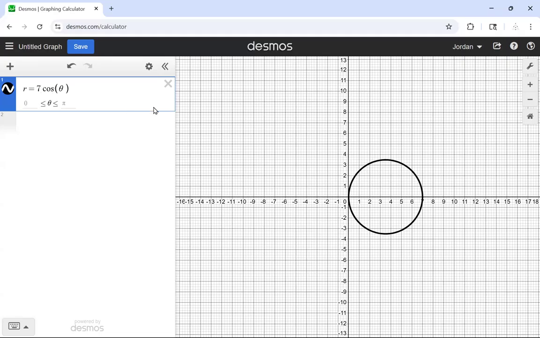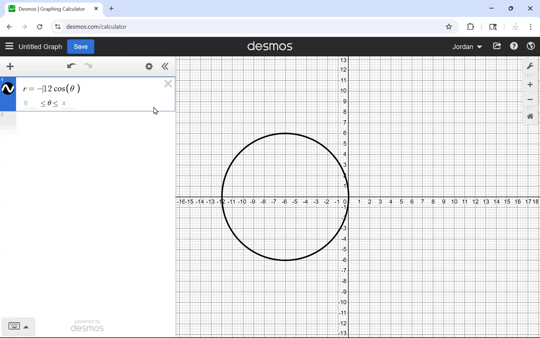And if you change that from 7 to any other number, let's say we change it from 7 to 12, then the circle stretches from the pole or the origin to the point (12, 0). If I put a negative number out front, then all we're doing is flipping the circle about the y-axis. So now the circle still is along the x-axis, but stretching from the origin to the point (-12, 0).